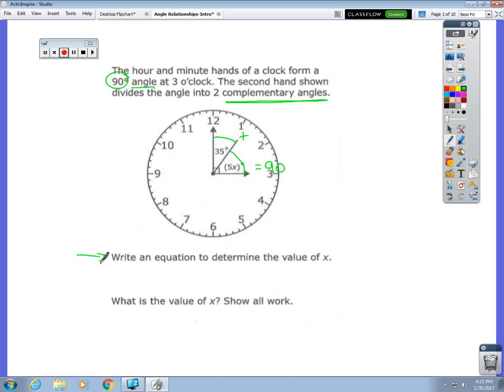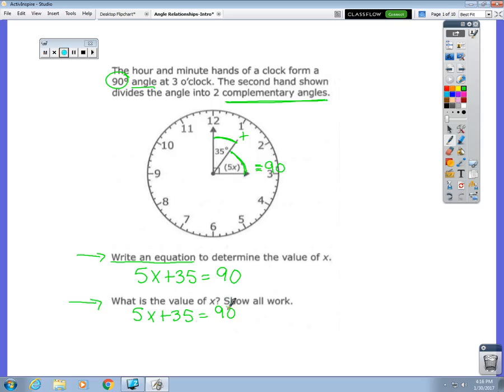First thing here says write an equation to determine the value of x. So we're going to write an equation based off the knowledge that complementary angles are 2 angles that are added together to equal 90 degrees. So we're going to add these 2 angles together to equal 90 degrees. So we're going to have 5x plus 35 equals 90. That's our equation. Down here we're going to solve for x. So we're going to find the value of x.